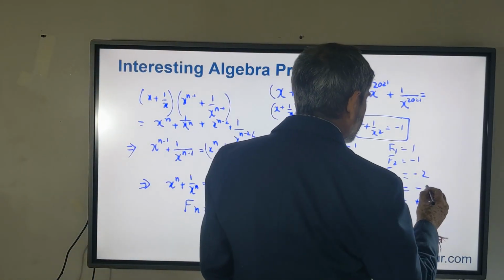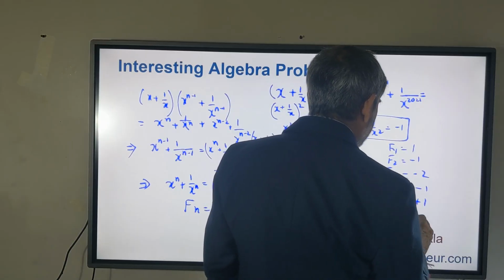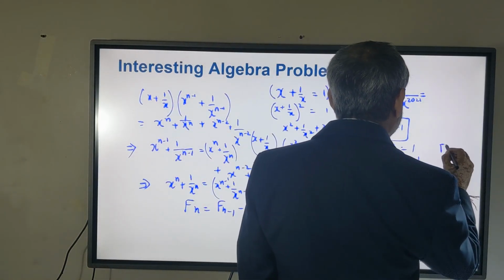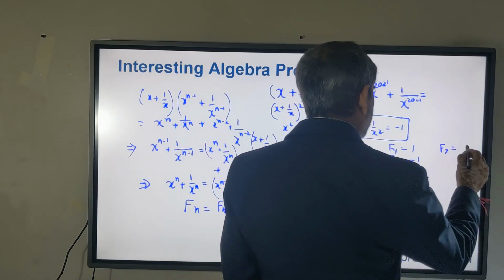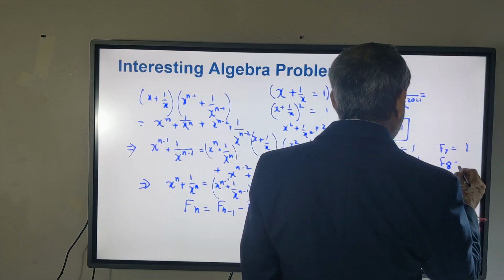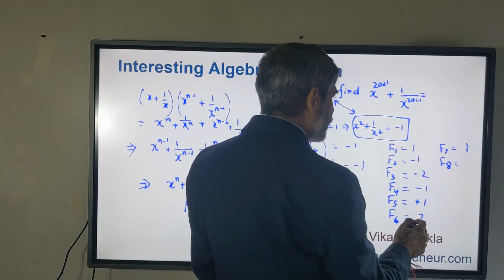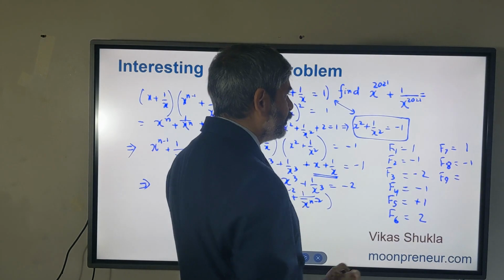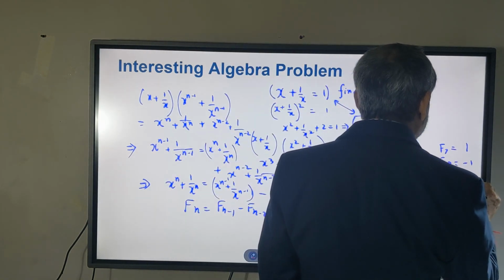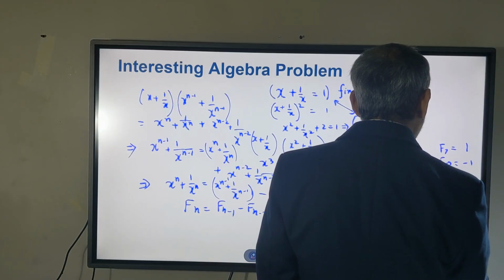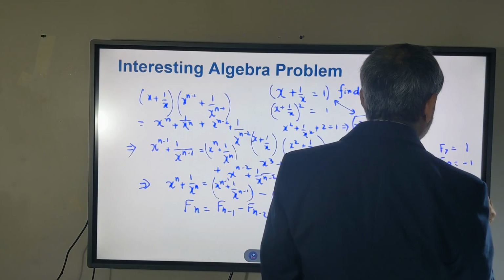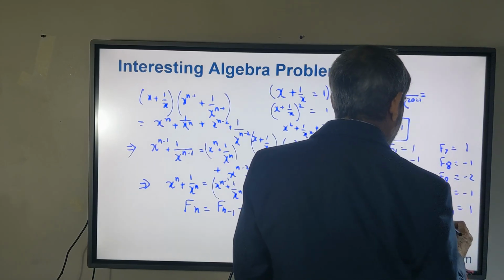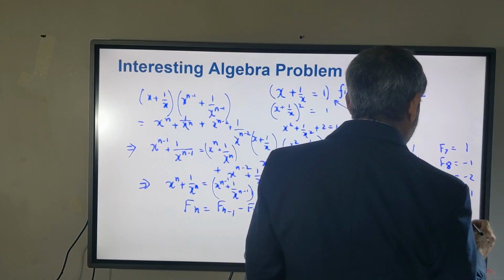Actually plus 1, minus 1, minus minus 2, plus 1. f6 is equal to this minus this plus 2, and then f7 is equal to 2 minus 1, which is 1. f8 is going to be f7 minus f6, minus 1. f9 is equal to minus 1 minus 1, minus 2. f10 is equal to minus 2 minus minus 1, which is minus 1. f11 is again plus 1 minus 2, and f12 is going to be 1 minus 2.